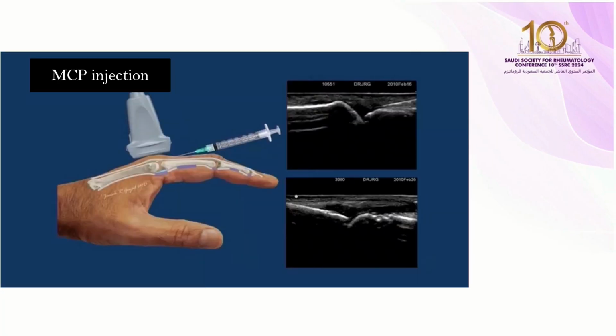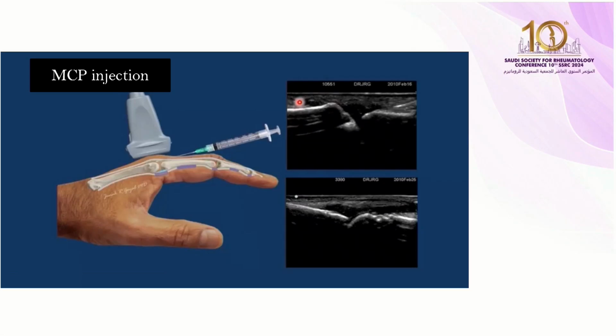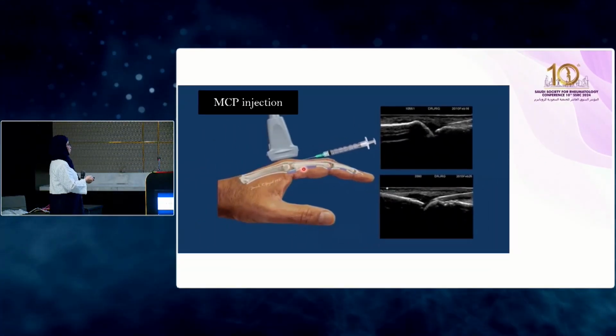Another joint in the upper limb is the MCP joint. Again, the MCP joint can be visualized, and then you can inject from proximal to distal, or like in this video, from distal to proximal. Some people use it the opposite way, but I prefer this technique, from distal to proximal. Again, this is in plane, that's why you can see the whole length of the needle, and this is the proper way to inject.